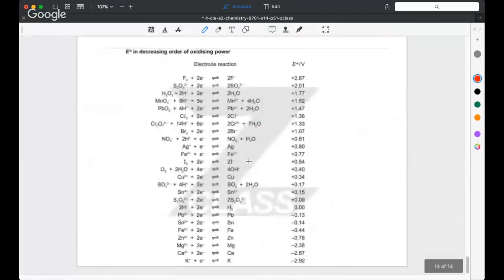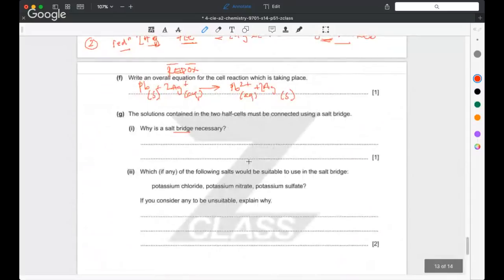So that was a bit of a long answer, but why is the salt bridge necessary? Well, good language there is to maintain balance of charges. I think that's the language they used in the mark scheme. And what you mean by that is the silver ion is being replaced by a potassium ion.